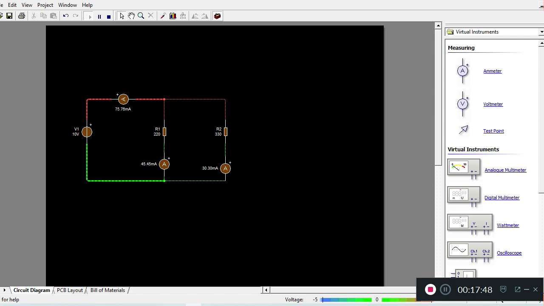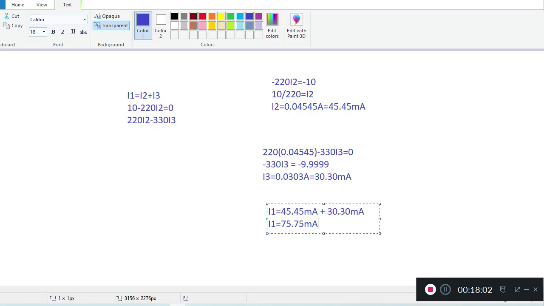So that means that we have been able to verify Kirchhoff's current law using this Circuit Wizard circuit that we've constructed over here, and using our theoretical calculations that we have over here.